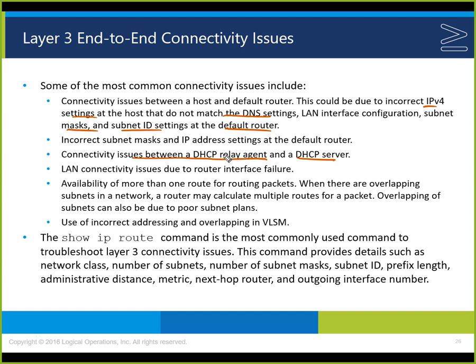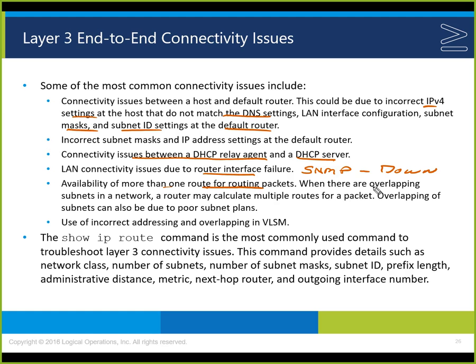The configuration on the relay agent, if our DHCP server is someplace else, is a good place to start with those. Router interface failure: use show commands here. SNMP, if we have it configured, will tell us that the interface is down. It will give us a nice little red flag that says we have an issue.